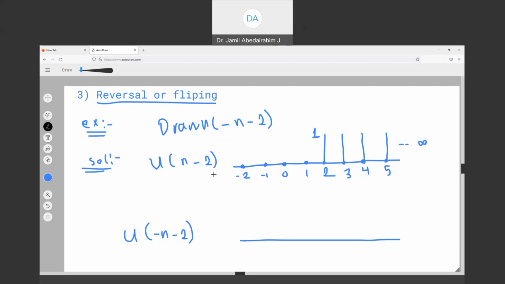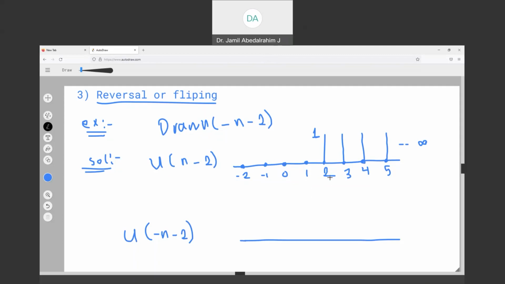First, we draw it without minus n. So we have u of n minus 2. Minus 2 means our starting point is from plus 2, right? Till infinity. That's what we learned in shifting, shifting to the right side, because we have minus 2. Okay? Now, we add the negative sign to our operation. How do we do that? Look here.